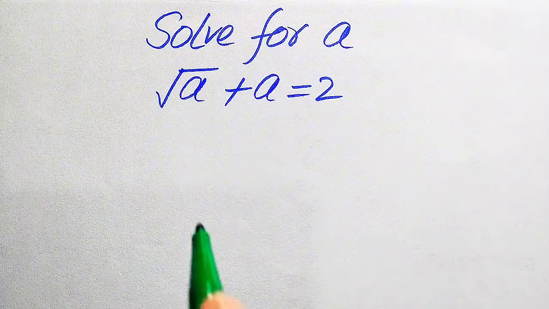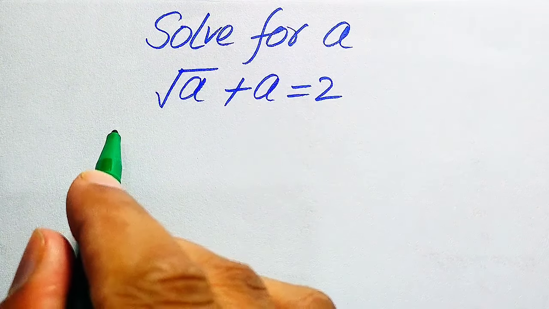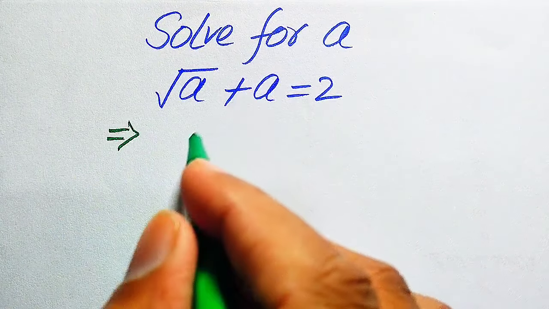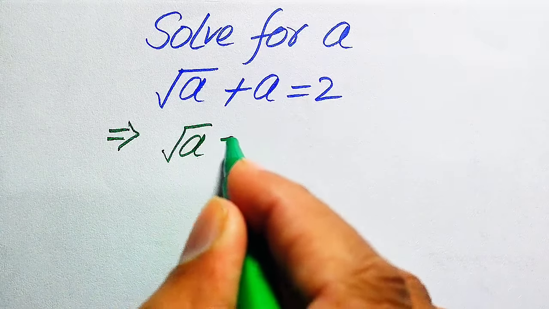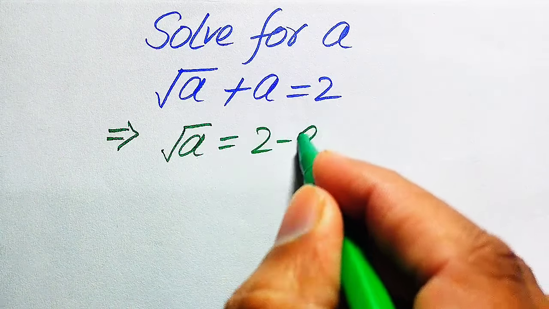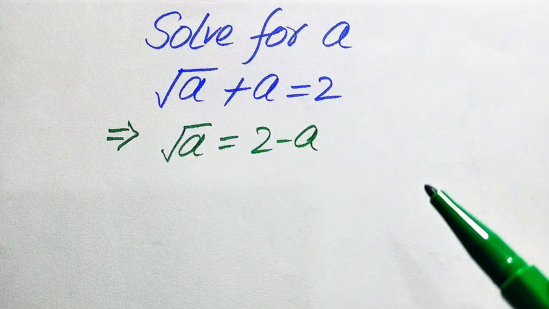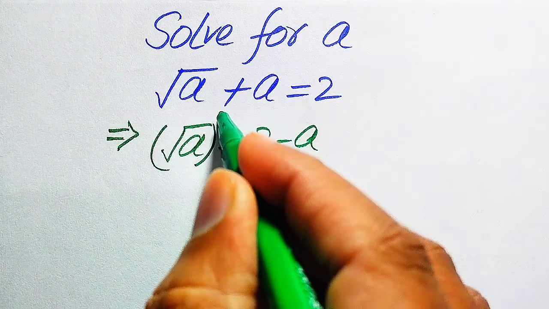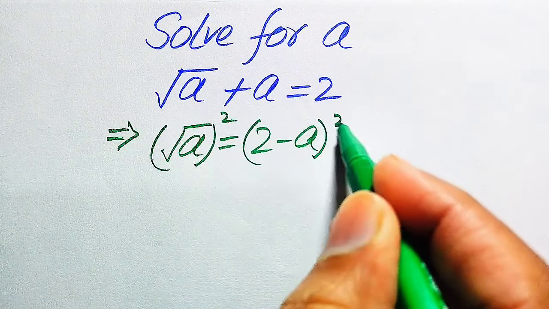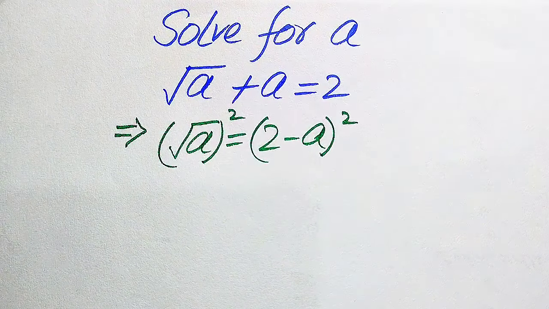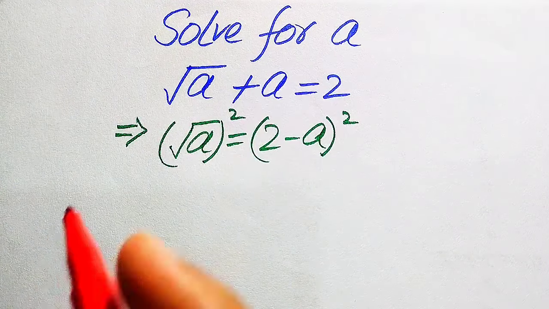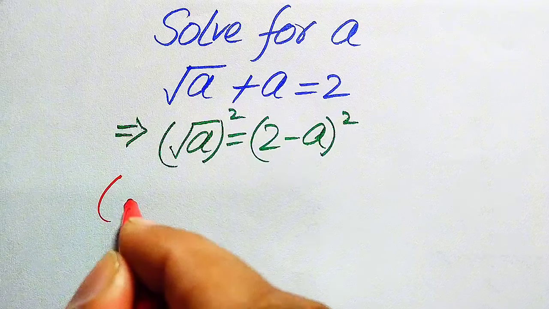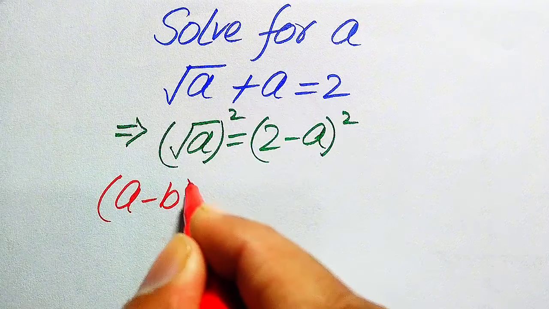And here first we need to remove this radical sign, and for this we move plus a to the right hand side, and it will become the square root of a is equal to 2 minus a. And for removing this radical sign, we need to take squaring on both of the sides. And now in the next step, we need to use the nice algebraic formula on the right hand side. And you know about that.